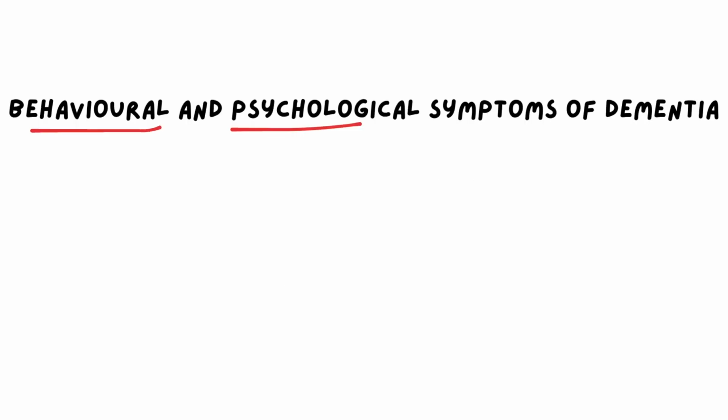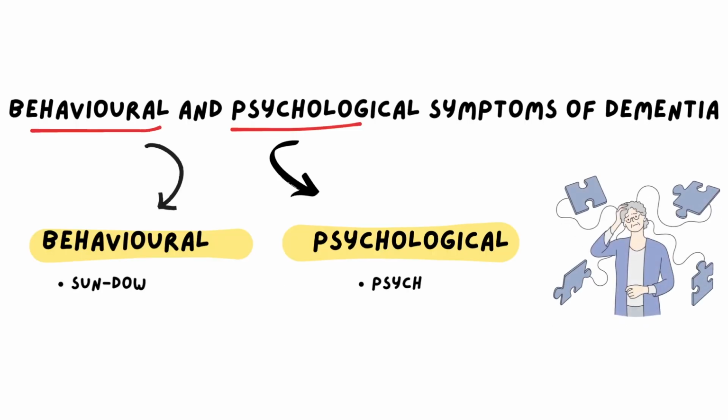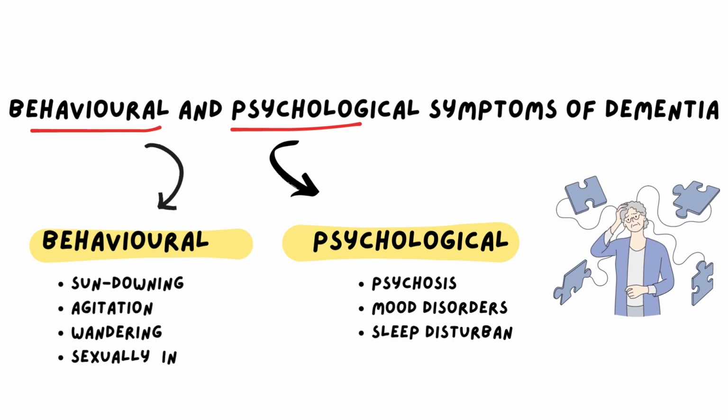Okay, tell me what are the common features of BPSD? BPSD features can be divided according to behavioral and psychological symptoms. Behavioral symptoms include, firstly, sundowning, secondly, agitation, thirdly, wandering, and fourth, sexually inappropriate behaviors. Psychological symptoms include, firstly, psychosis, for example, paranoid delusions and hallucinations. Secondly, mood disorders, for example, depression and apathy. Thirdly, sleep disturbances like insomnia can also be seen.